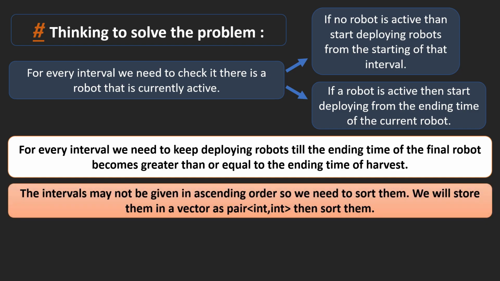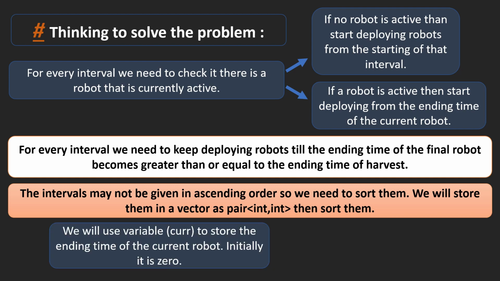The intervals may not be in ascending order, so we need to sort them first. We will store the input in a vector as pair of integers and then sort them. We will use a variable current to store the ending time of the current robot. Initially it is set to 0. Let's look at the algorithm based on this.